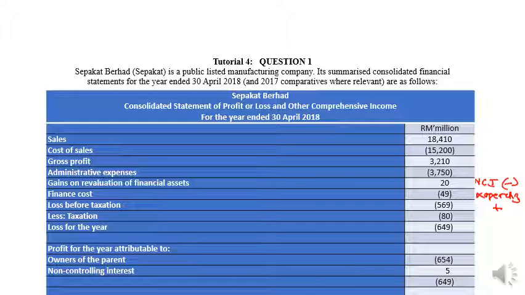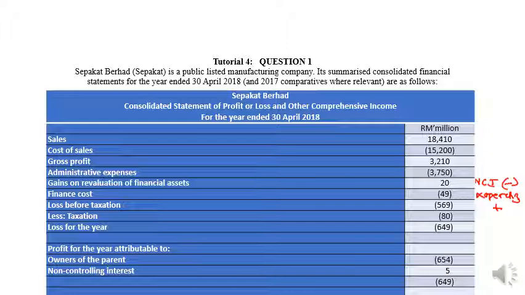Okay, since it's already a plus, we need to minus this amount. And then the other one is the finance cost. Finance cost we need to exclude from the loss before taxation, because this is not an operating activity. So it means that you need to add back this amount. Okay, the company has a loss here, and from that loss 654 is attributable to the parent's loss, but for the NCI here we have a profit.